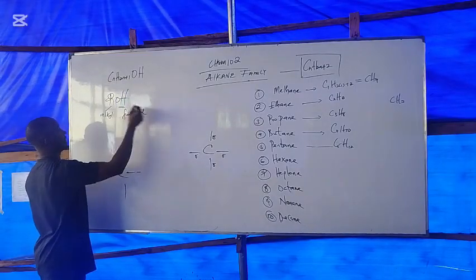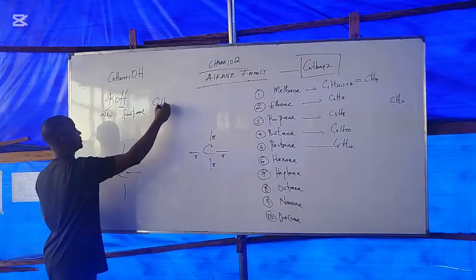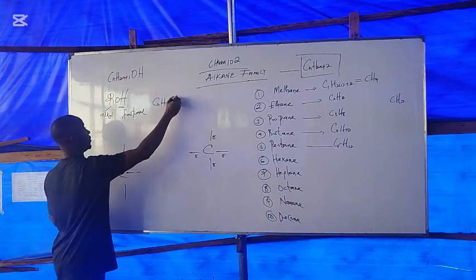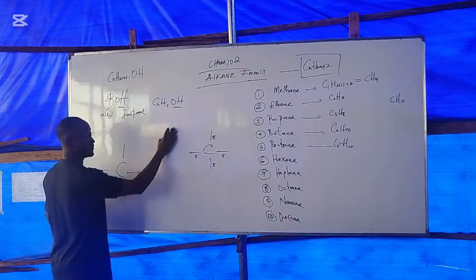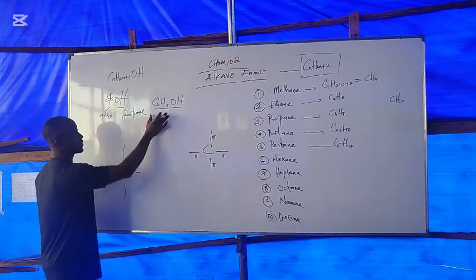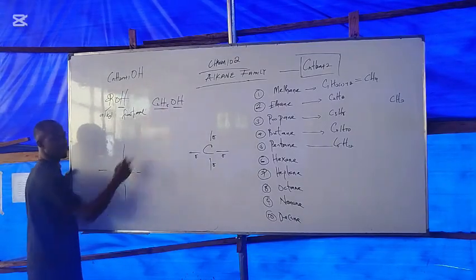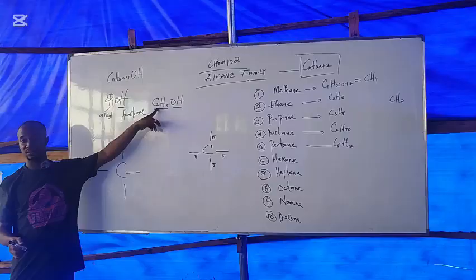For example, let's say if n is 2, what will it be? C2H5OH. Right? So OH represents the functional group, while C2H5 represents the alkyl group. And this is called what? Ethyl. Why is it called ethyl? Because the carbon number is 2.